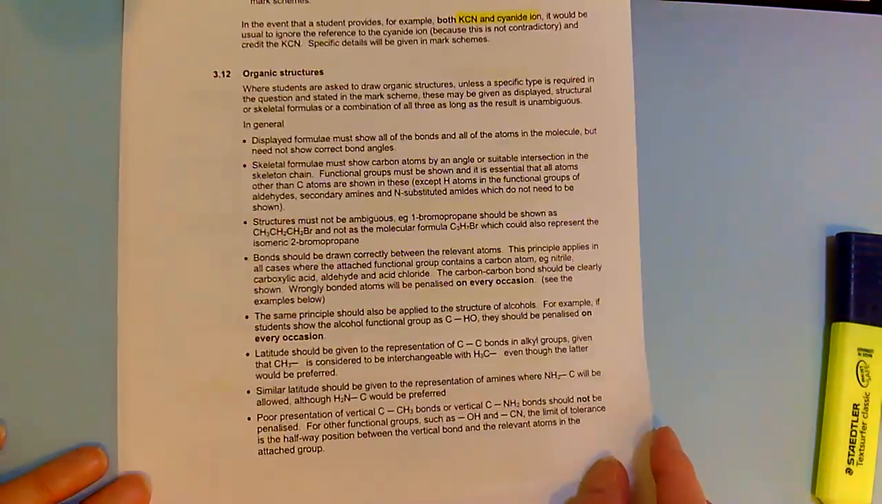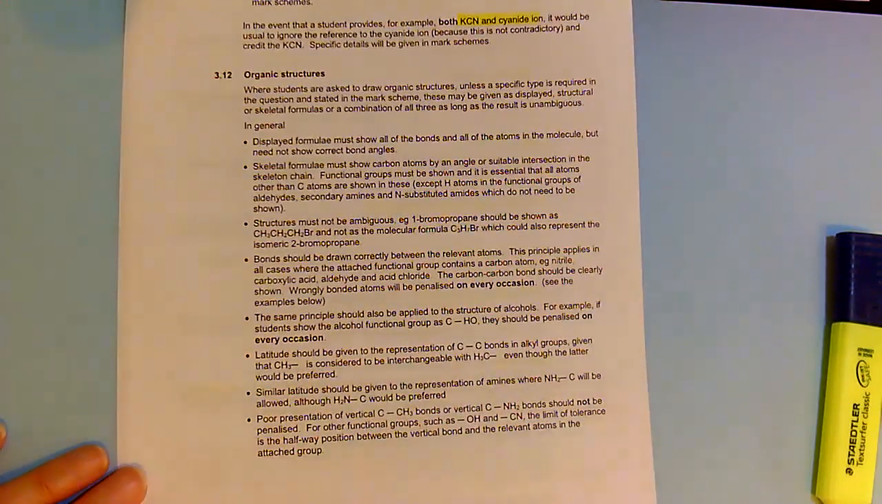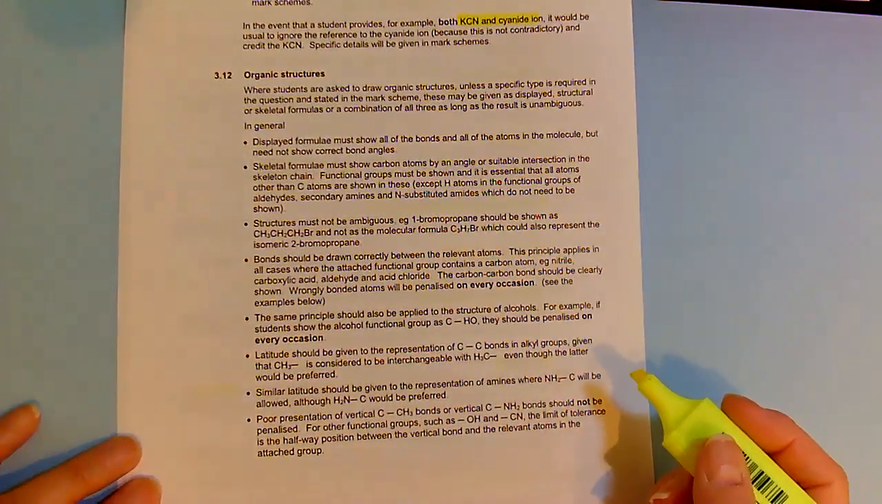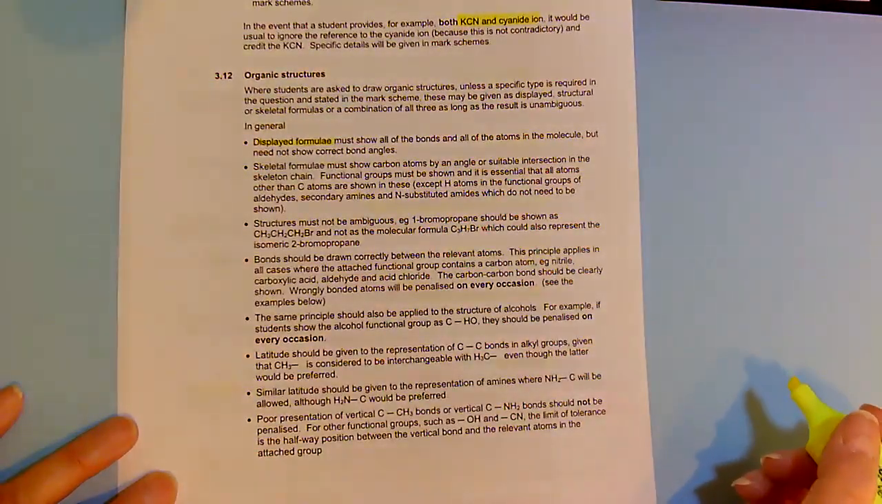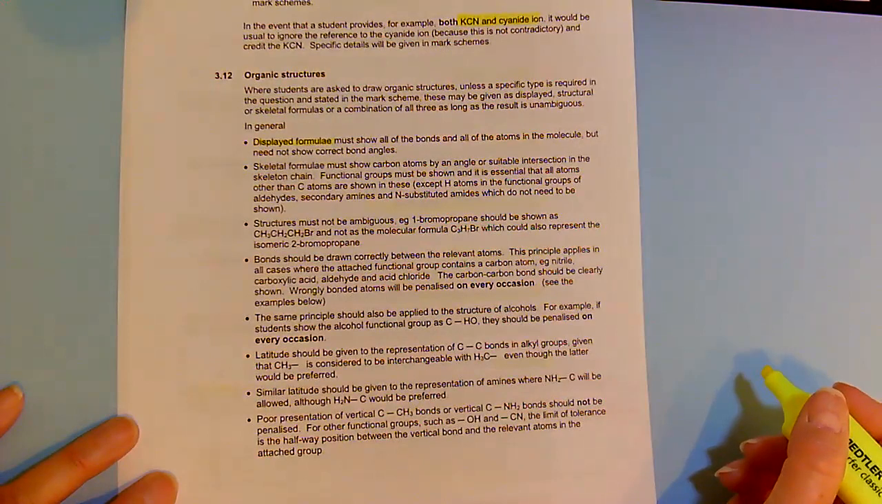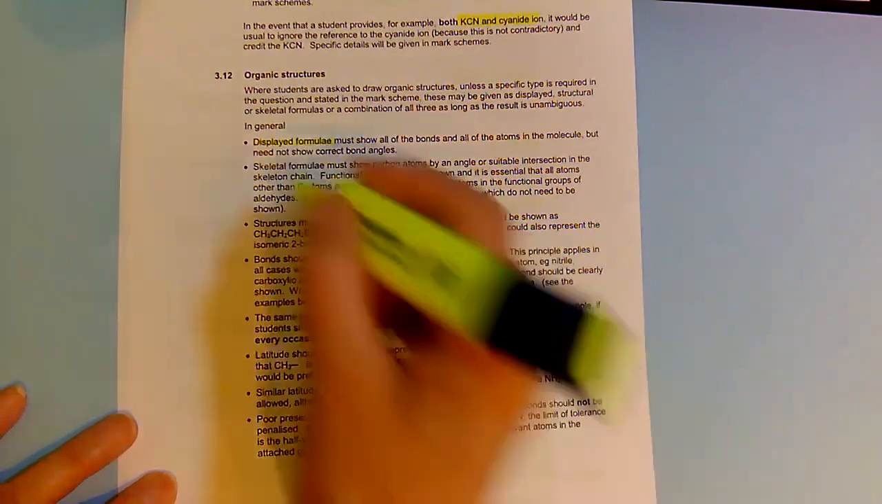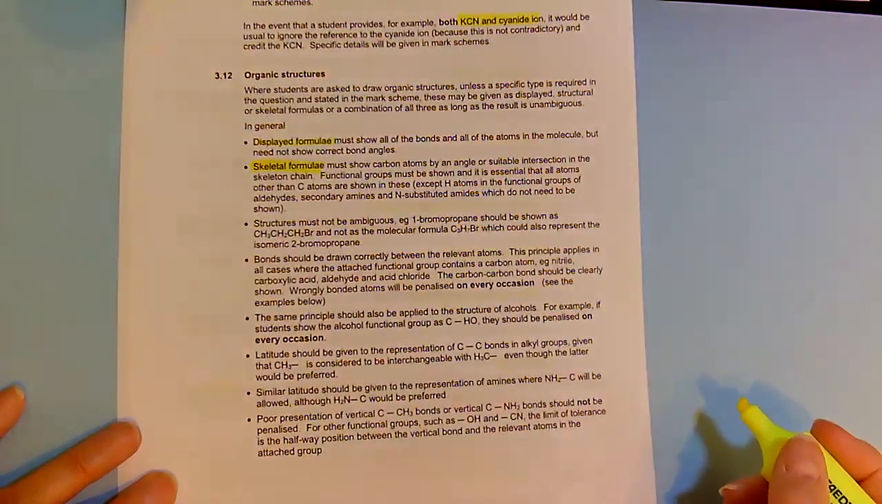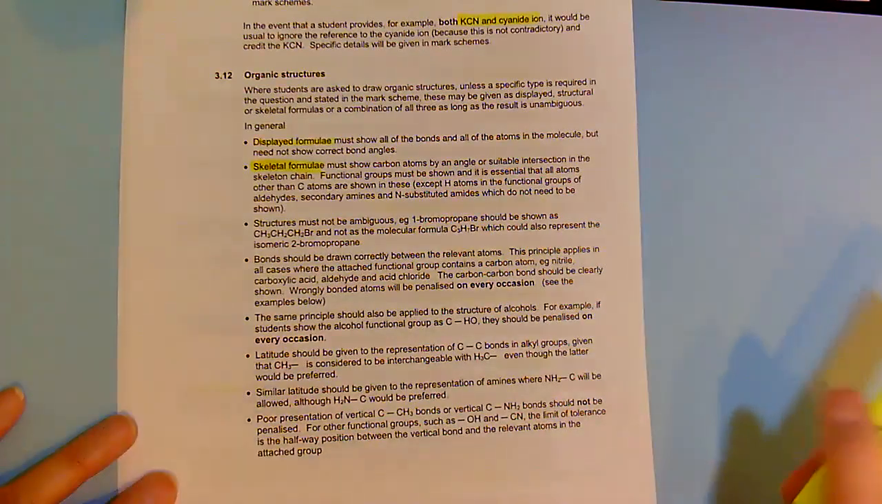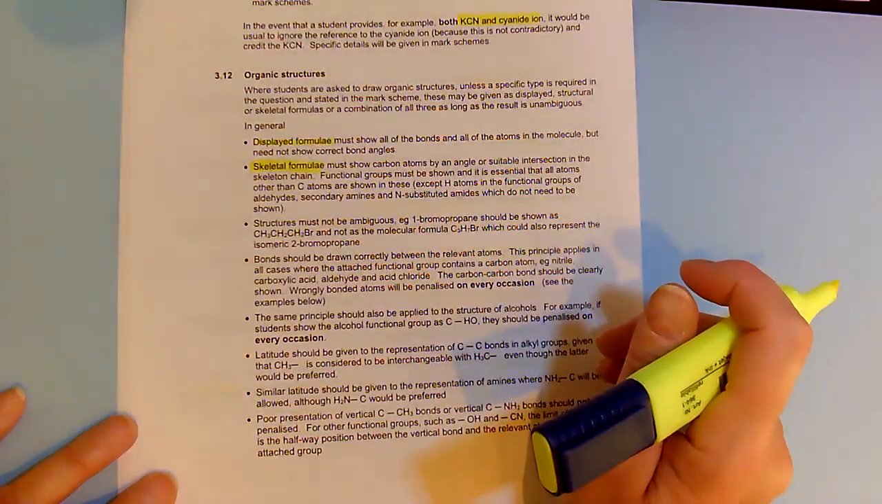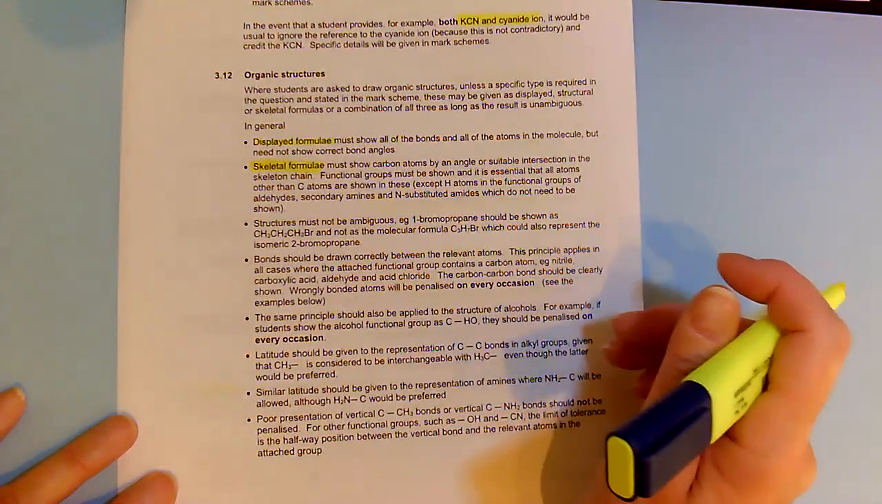The interesting part here now is the organic structures and what is and what are not allowed. So you have to understand the specific types, and as it says here, the displayed formula shows all the bonds and all the atoms, but you don't need the correct bond angles, so that's the full displayed formula. The skeletal formula, you don't have the hydrogens on, you only show the carbon atoms at an angle, so that they appear at the angle that you draw. Any functional groups do have to be drawn in, as it says there.